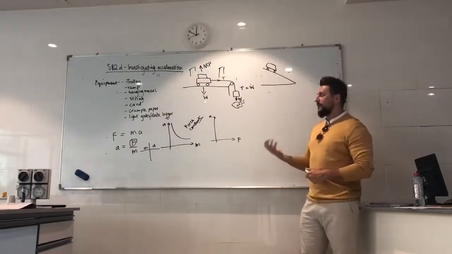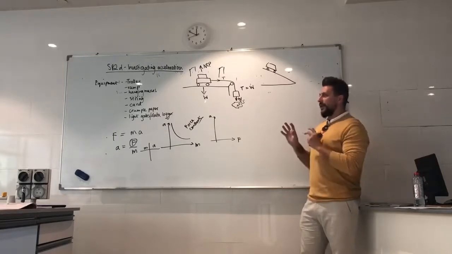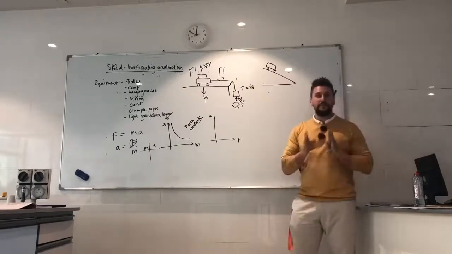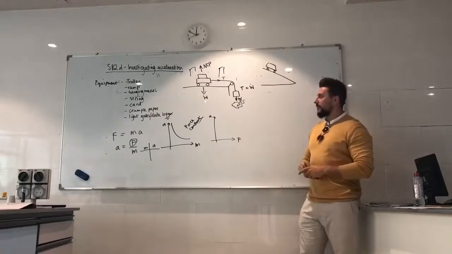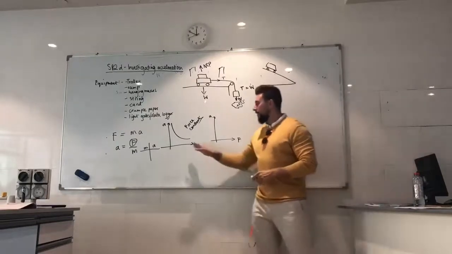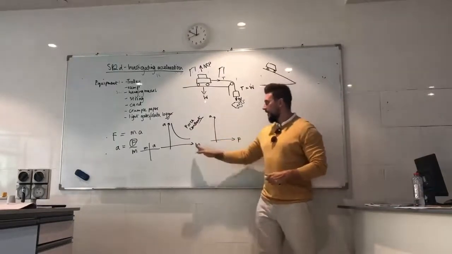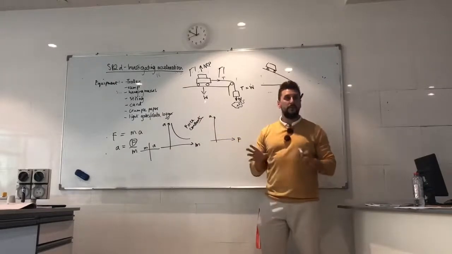Now it looks like it, and it may well be, but you don't know that unless you plot a graph to prove it. Now a question in the exam could say, make a conclusion about the mass and the acceleration of the trolley. Mass goes up, acceleration goes down, no problem.